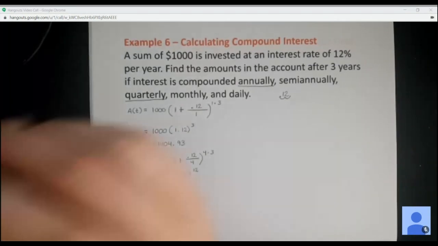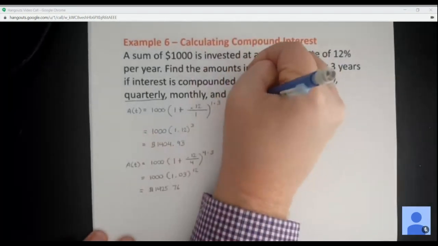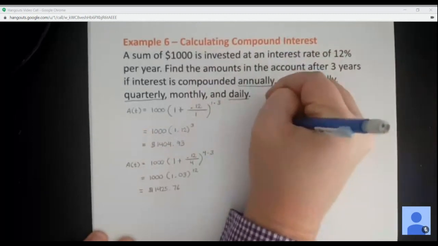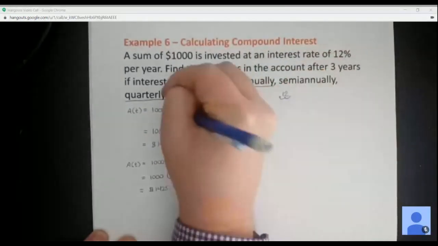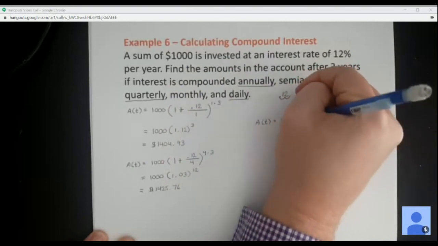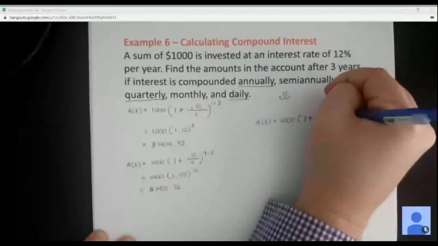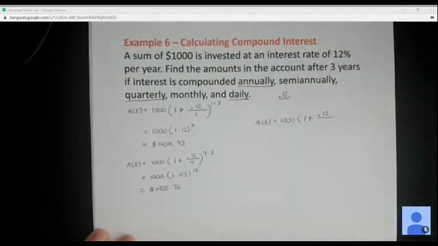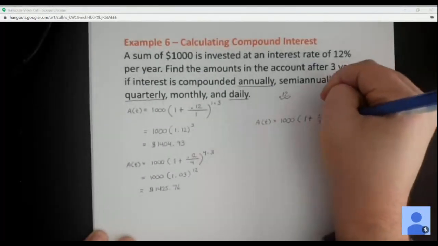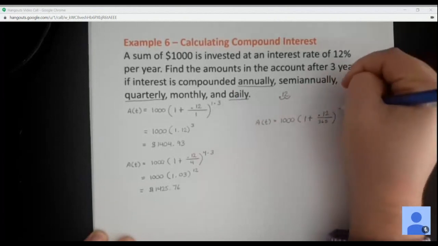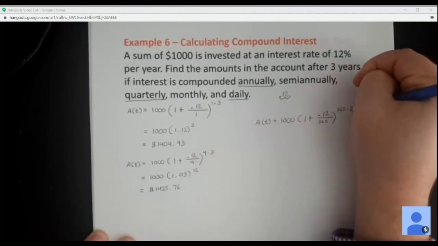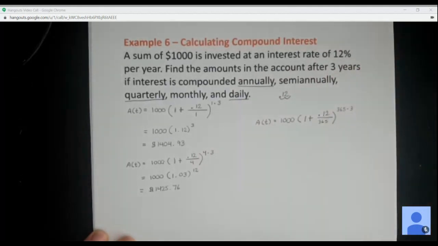All right, so let's do daily to get practice with one more. So again, we're doing A of t. The 1,000 is not going to change. 1 plus rate not going to change. What's the n value going to be this time? Right. So daily is 365 times. And that means our n value in the exponent is also going to be 365 and then times 3 years again.